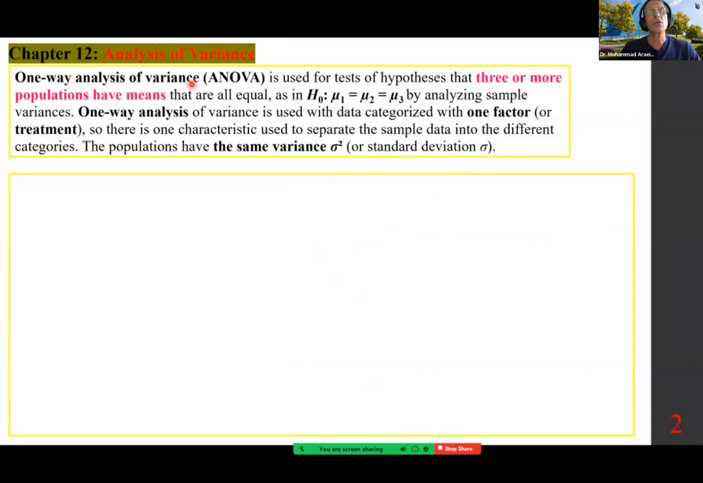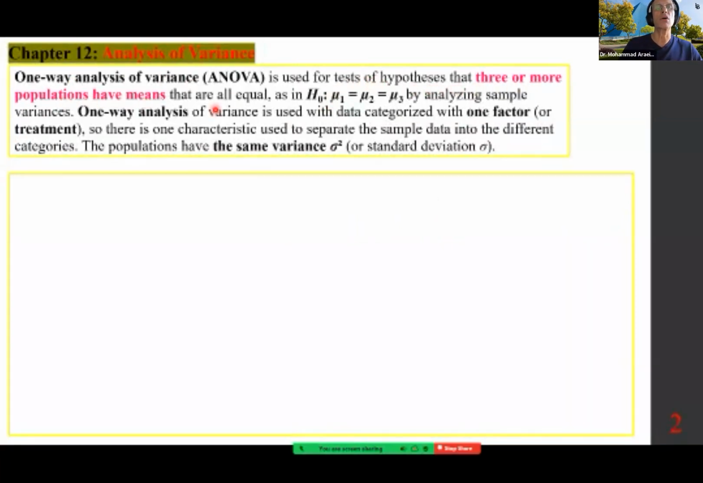One-way analysis of variance, also known as ANOVA, is used for a test of hypothesis that 3 or more populations have means that are all equal, as in H0: mu sub 1 equals mu sub 2 equals mu sub 3, by analyzing sample variances. One-way analysis of variance is used with data categorized with one factor or treatment, or there is one characteristic used to separate the sample data into the different categories. The populations have the same variance or standard deviation.